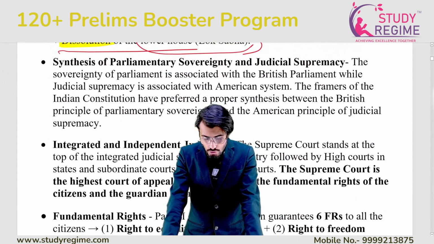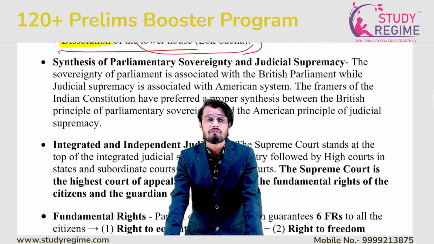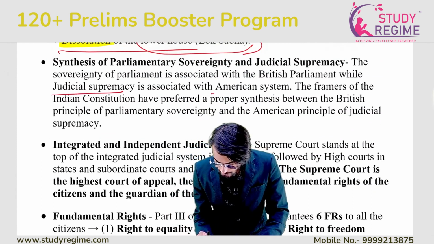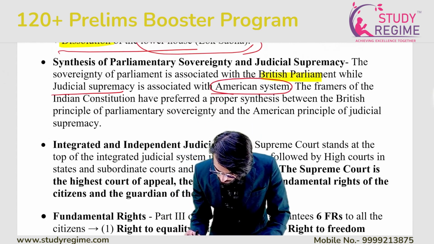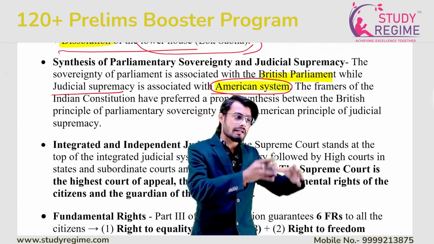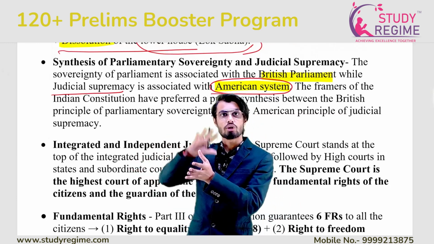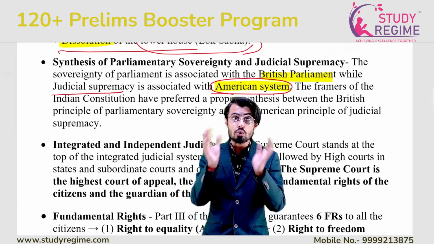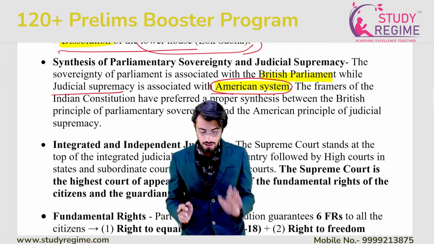Synthesis of parliamentary sovereignty and judicial supremacy. The sovereignty of parliament is associated with the British parliament, but the judicial supremacy is associated with the American system. Students, you have to be very attentive listening to this. When we talk about the sovereignty of parliament, we talk about the British parliament system, the features from which our constitution has drawn up the documents, the rules, the regulations. But when we talk about the judiciary, then we have to think of the American system.